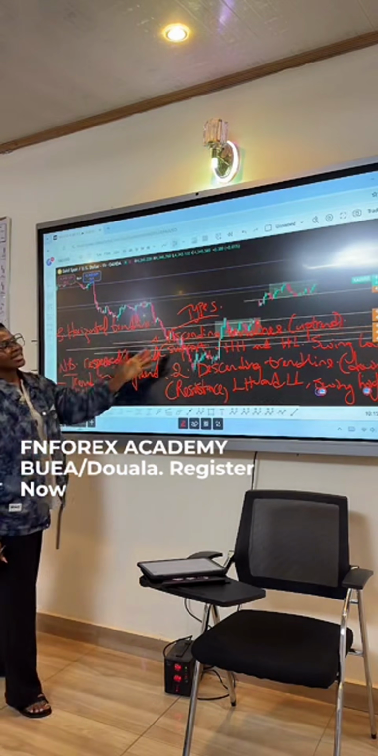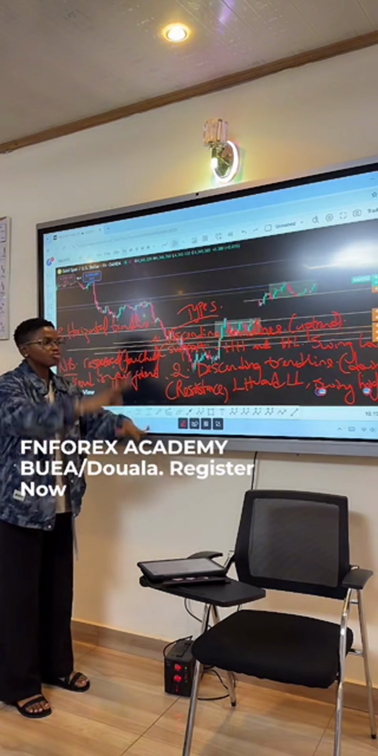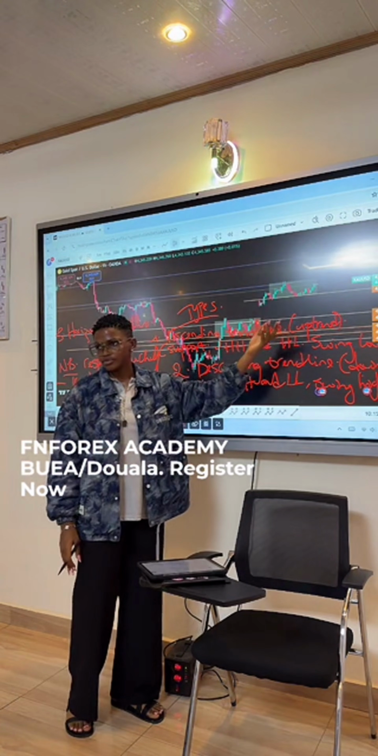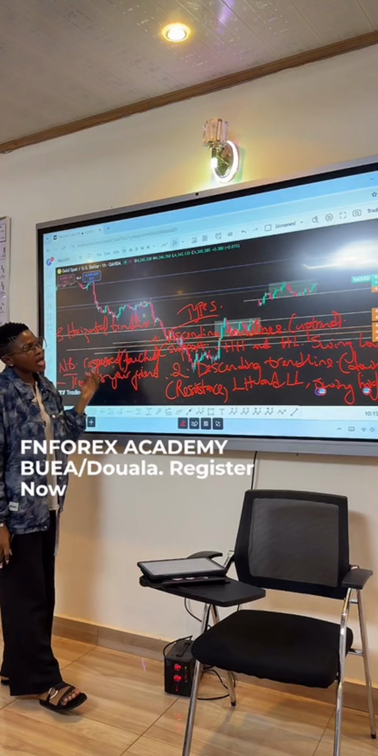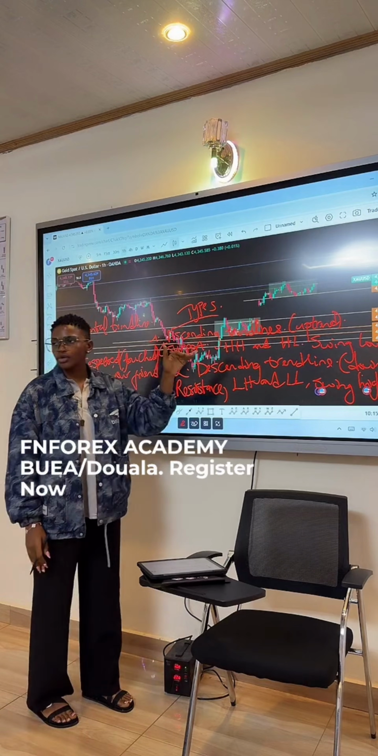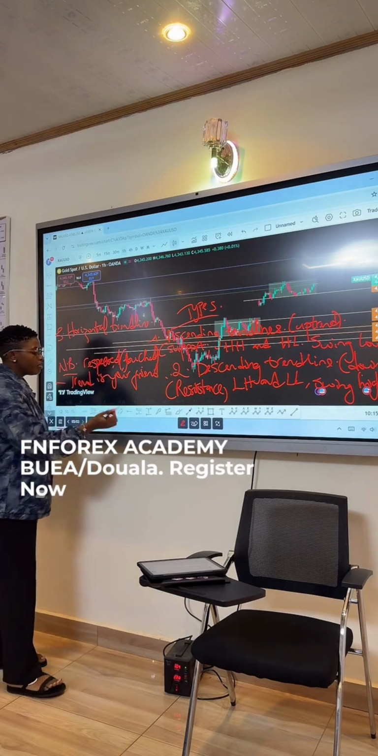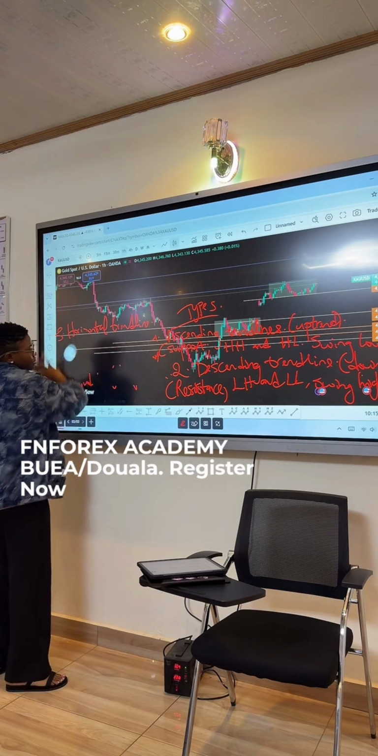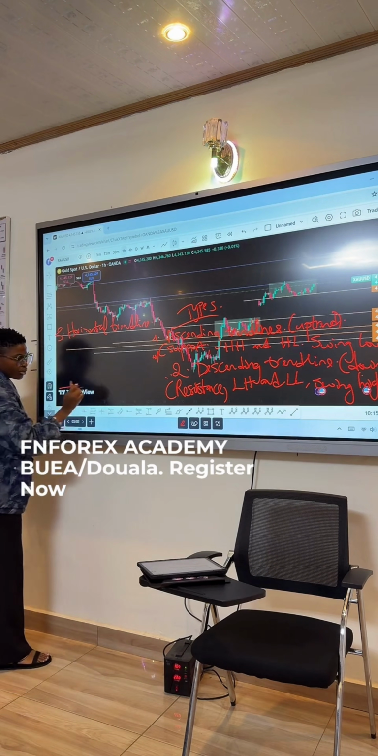So the market either ascends. Ascending means it's rising up from 0 to 100. So it is also called uptrend or bullish trend or buy trend. And now we say it acts as support. Where do we buy from? We buy from support level. We buy from a low.